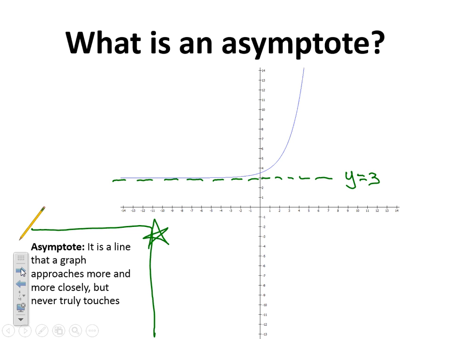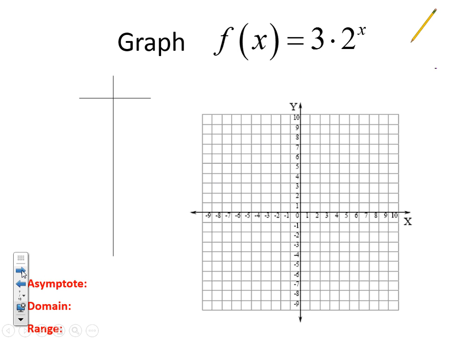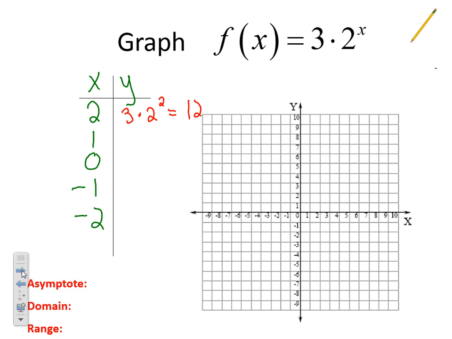Okay, we have 3 graphs for you. Here's the first one. When we're graphing these, this is going to be really nice for us. We're going to make an x, y table, kind of like when we used to do lines. We're going to go 2, 1, 0, -1, -2, and just plug it into our calculator. So when we plug this into the original, we go 3 times 2 to the second power, and we get 12. Here we do 3 times 2 to the first power, and we'll get 6. Here we go 3 times 2 to the 0 power, and we get 3.